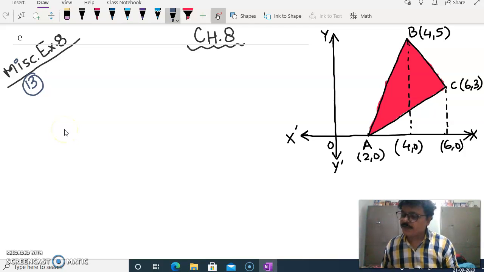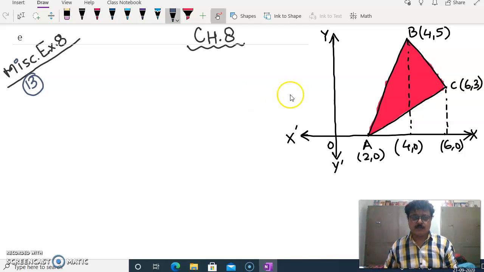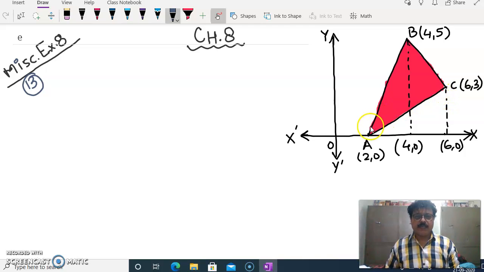Using methods of integration, find the area of the triangle ABC whose vertices are A is (2, 0), B is (4, 5) and C is (6, 3). So as per the coordinate geometry, we have drawn the triangle. Now we have to find the area. Now let us see how you can find the area.